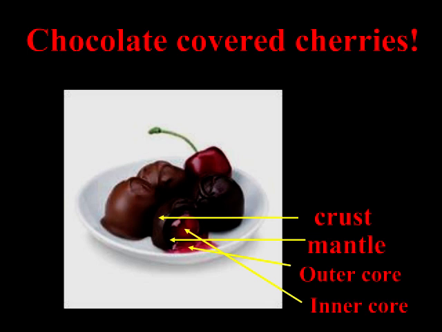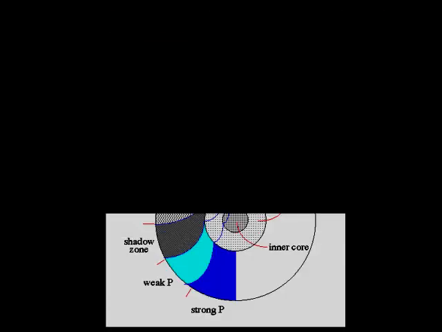The outside is a crust of solidified chocolate. The inside you have a plastic-like chocolate. And then inside there you have the liquid from the cherry, and then of course in the very center is the cherry itself, which is extremely hot. Now on a chocolate-covered cherry it wouldn't be hot, but the red signifies very, very hot.